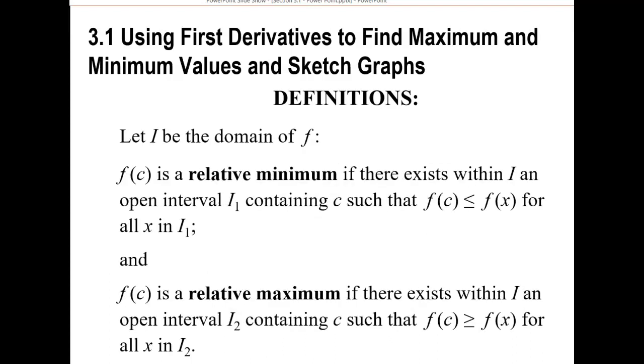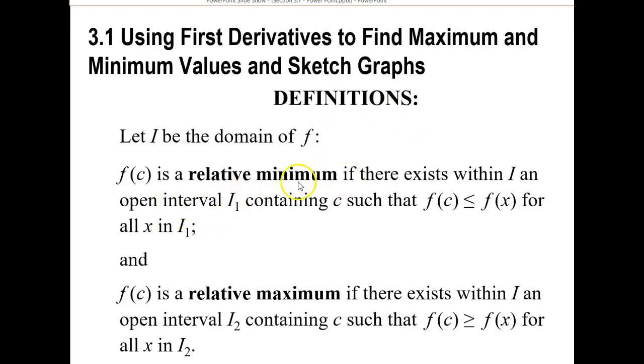All right. Some more definitions of maximums and minimums. Let I be in the domain of the function f. f of c is a relative minimum if there exists an interval I1 containing c such that f of c is less than or equal to f of x for all x in I1. So a relative minimum is kind of like the bottom of a parabola, or like if you have a cubic function that goes up and down, it's the bottom of a hill within a smaller subset of the domain.